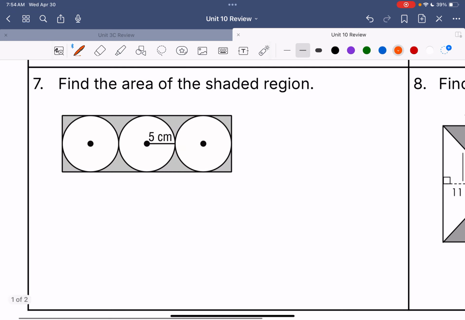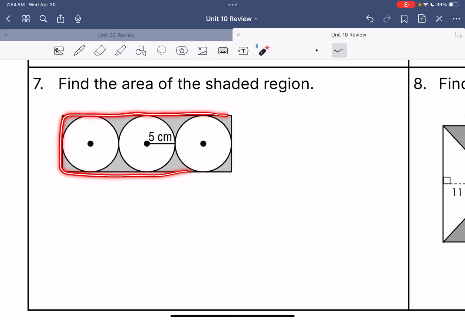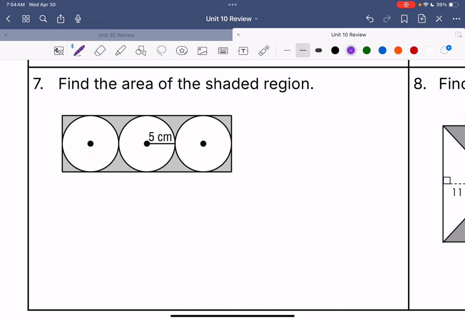Okay, number 7, find the area of the shaded region. Okay, so on this one, looks like a long rectangle, and then there's 3 circles that we're going to need to subtract. So let's start with the rectangle. I would need to do base times height. So do we have those two things?